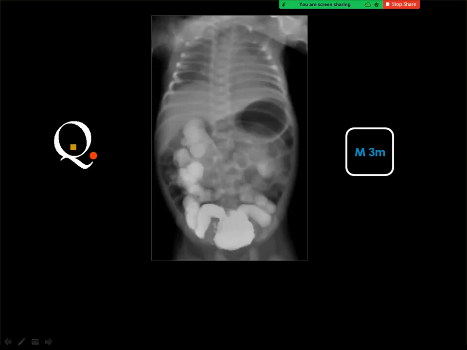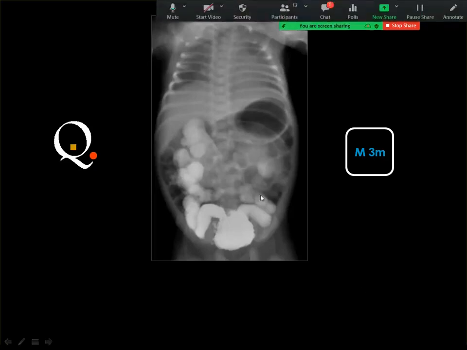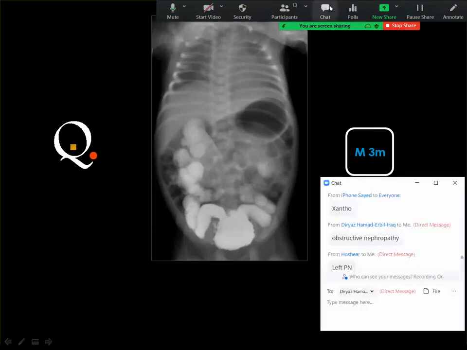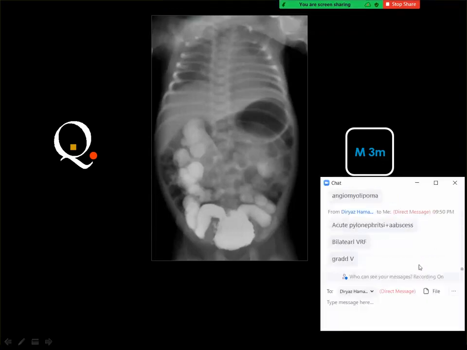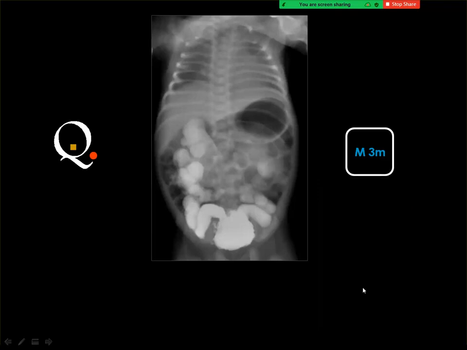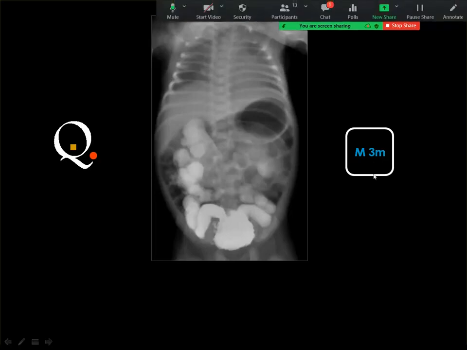accurate answer. This is a child 3 months old, presented with this appearance: very huge bilateral hydronephrosis and dilated tortuous ureters, bilateral vesico-ureteric reflux, grade 5 reflux, and the diagnosis of reflux. But I will draw your attention to this: if a child at this age presents with this configuration, think of a posterior urethral valve, because the reflux at this very early age will not reach this huge size, but the obstruction at the bladder neck or in the urethra may result in this appearance.